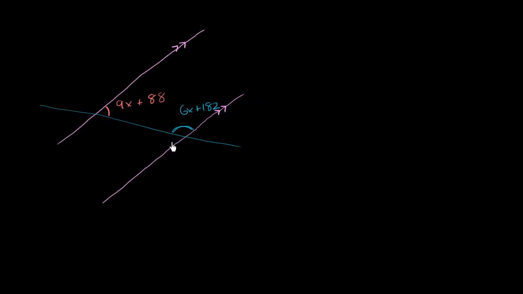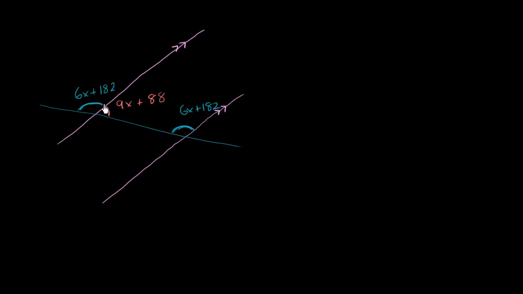Well, the key here is to realize that these angles are related by the fact that they're formed from a transversal intersecting parallel lines. And we know, for example, that this angle corresponds to this angle right over here. They're going to be congruent angles. And so if this is 6x plus 182, this is also going to be 6x plus 182.